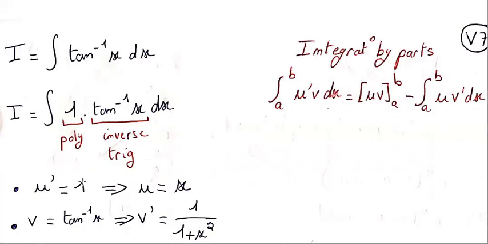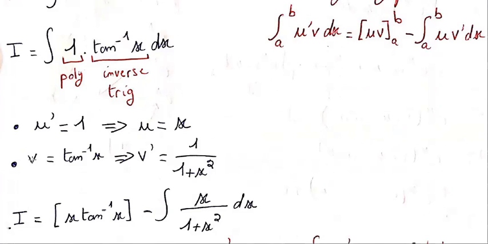So if u prime is 1, u would be x. And for v, tangent inverse x, v prime would be 1 over 1 plus x squared. This is the derivative of tangent inverse x. So we have uv, which is x tangent inverse x, minus the integral of uv prime, so minus the integral of x over 1 plus x squared.